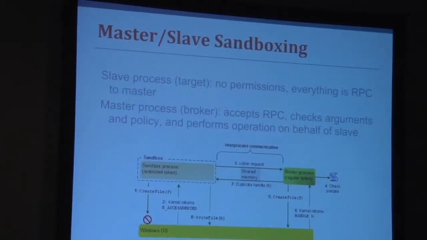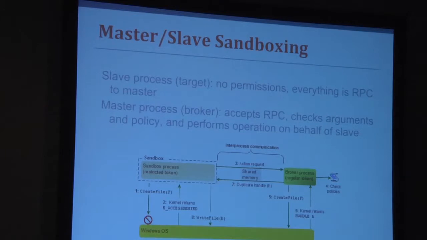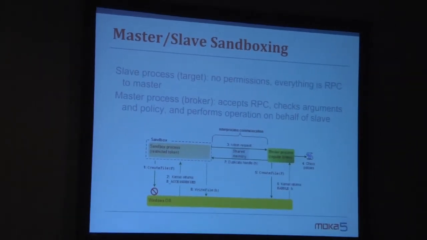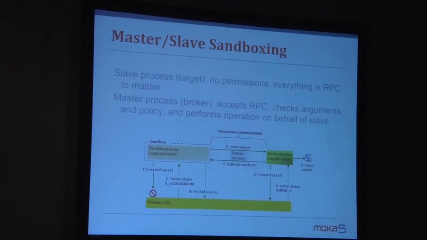The basic idea with master-slave sandboxing is you have two processes. One is the sandbox process, the restricted one, and the other is the regular process, the broker process. The sandbox process can't do anything. It can't access files, and it can't open network connections. You basically restrict it completely. It cannot do anything except tell the other process, I want to do this operation.